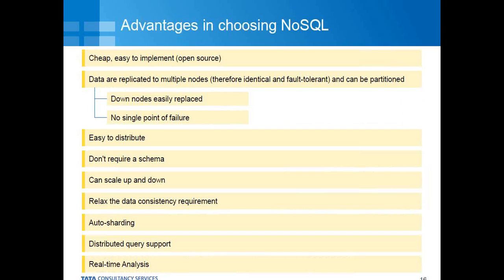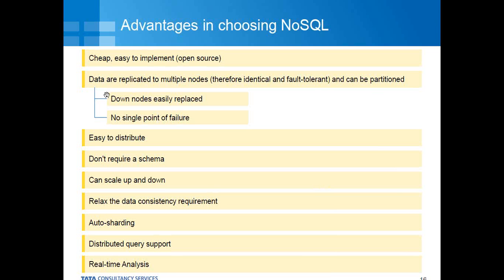So what are the advantages in choosing a NoSQL DB? The first one is it's relatively cheap and it's easy to implement because it's programming language friendly. So we just store the objects as a key value pair, and we look for the key to fetch the data. And most of the NoSQL databases that are available in the market currently are free or open source, so it's easier to implement.